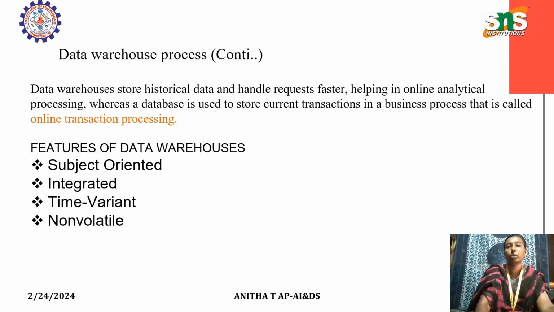Next, a data warehouse stores historical data also and handles requests faster, helping in online analytical processing, whereas a database is used to store current transactions in a business process, which is called online transaction processing. Some of the features of data warehousing are subject oriented, integrated, time variant, and non volatile.